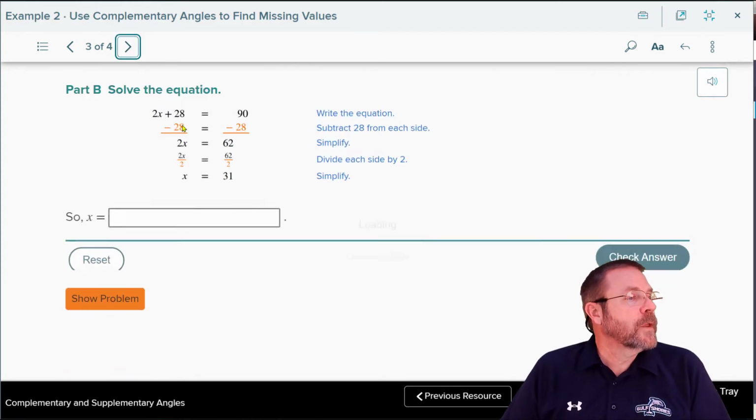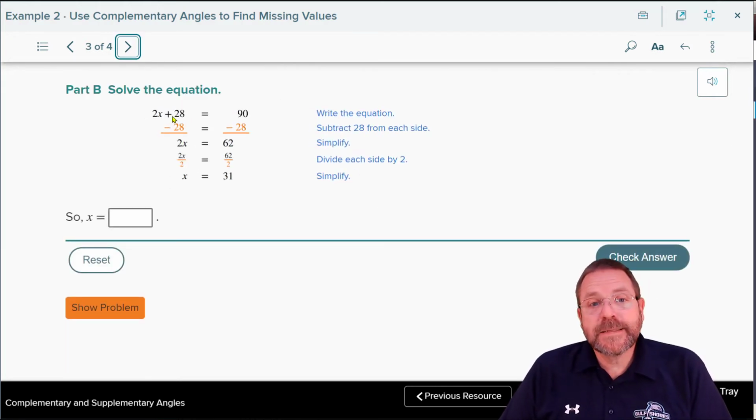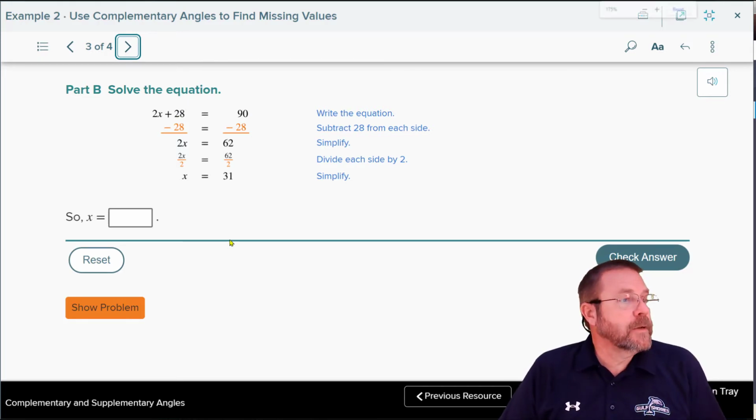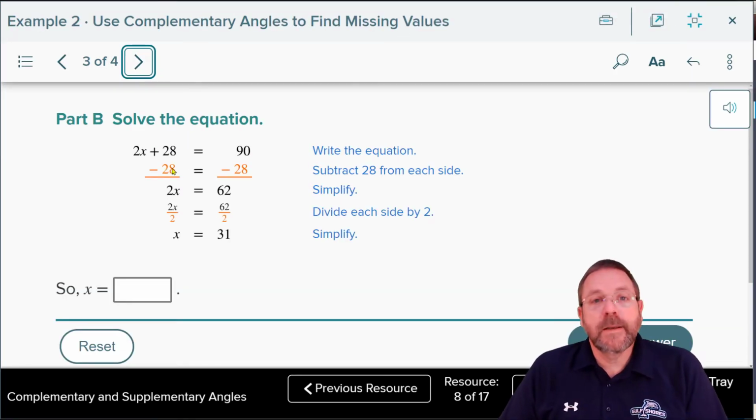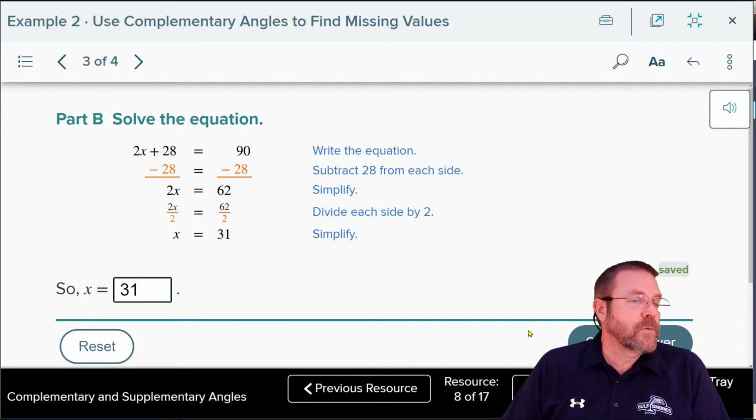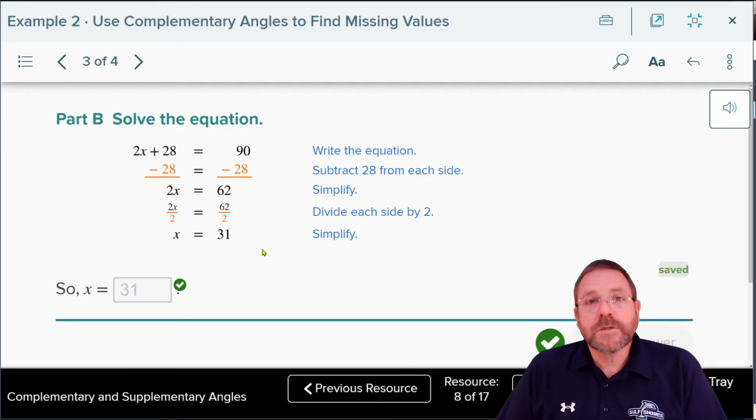From there, they actually did it the way I did the second time: 2x plus 28 equals 90. They isolated their variable here using their big kid math. They subtracted 28 degrees from both sides, undoing addition and subtraction. Those zeroed out, leaving 2x equal to 62. And then they divided by 2 on both sides, undoing multiplication, and that left a final answer of x equals 31.